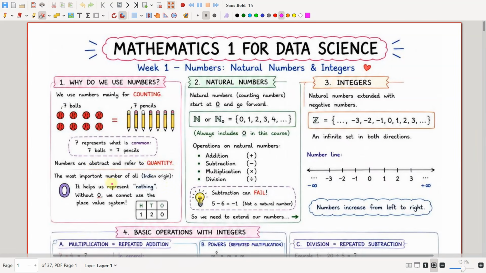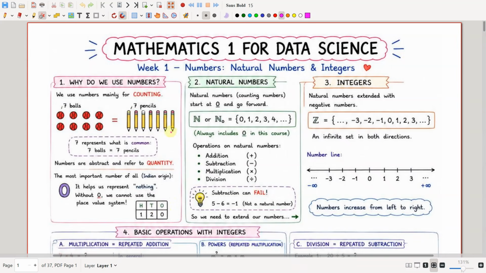The most important number of all is 0, which is an Indian origin number. It helps us represent nothing. Without 0, we cannot use the place value system. Ones, hundreds, thousands, these things cannot exist without 0, right?